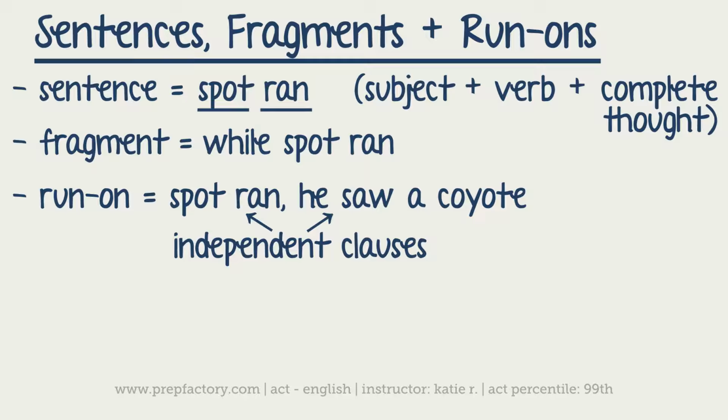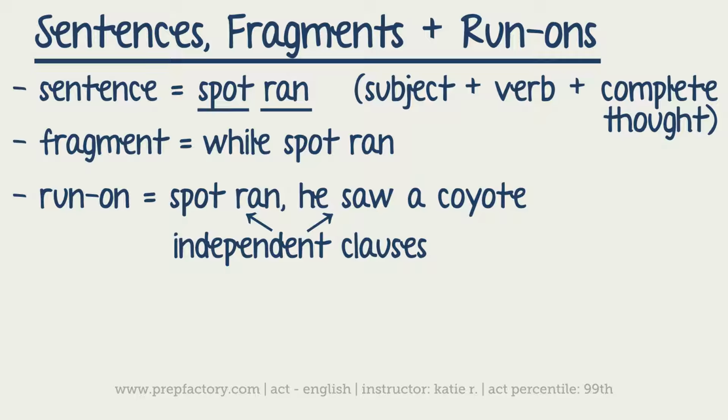If you're going to have multiple independent clauses in a sentence, they have to be joined in a few ways. P.S. "While Spot ran" would be a dependent clause because you would have to have another piece of the sentence, aka "while Spot ran, he noticed a squirrel and changed directions." Okay, so back to run-ons and independent clauses.